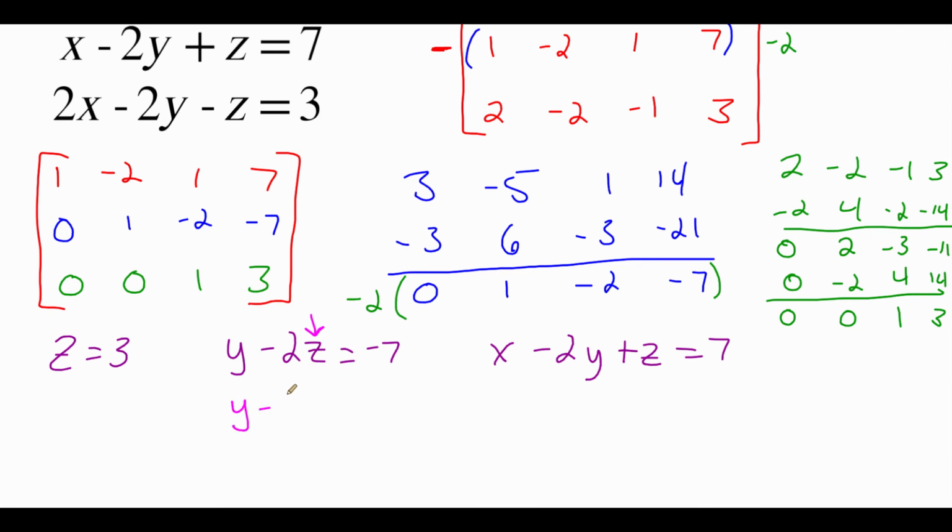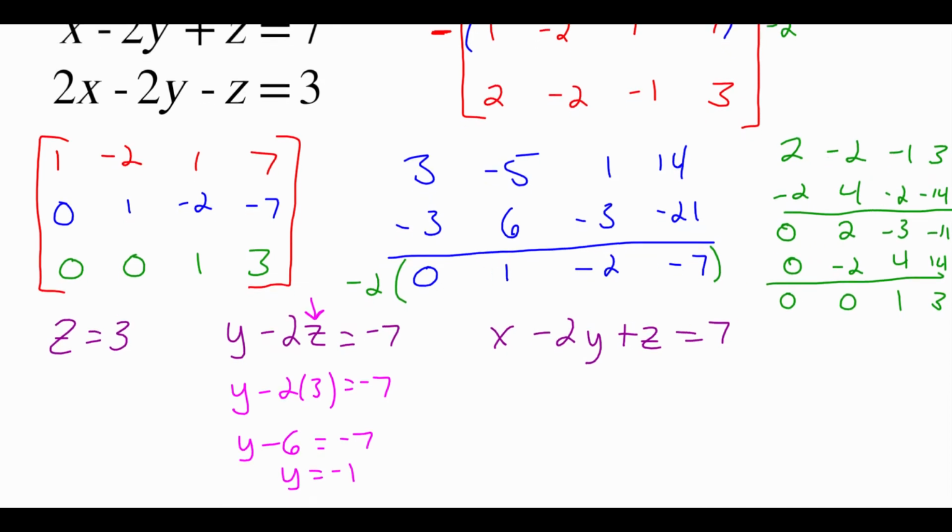So we would have y minus 2 times 3 equals -7. Now -2 times 3 is -6, so we have y minus 6 equals -7. If we add that 6 over to the right-hand side, then we're going to get a y value of -1. And then I can take that 3 and that -1, fill them in for z and y in this third equation so that we can solve for our x value.